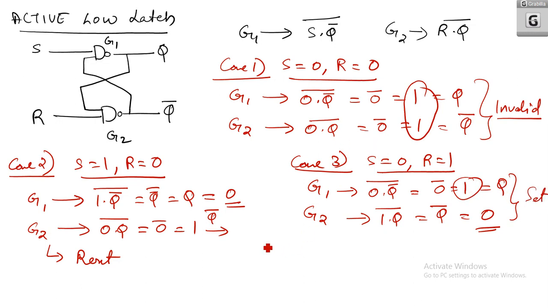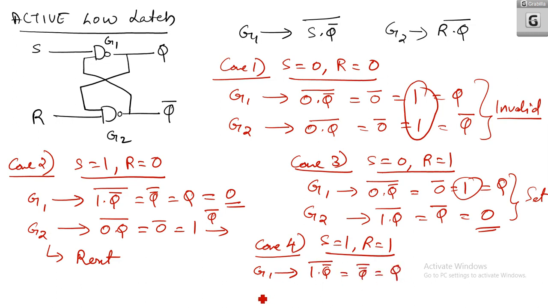Now coming to the last case, case 4, that is S is equal to 1 and R is equal to 1. So what is the output of gate 1? Gate 1 is 1 dot Q bar the whole bar. What is it? That is Q bar bar, that is equal to Q. What is the output of gate 2? Output of gate 2 is 1 dot Q the whole bar, that is Q bar itself. That means there is no change.